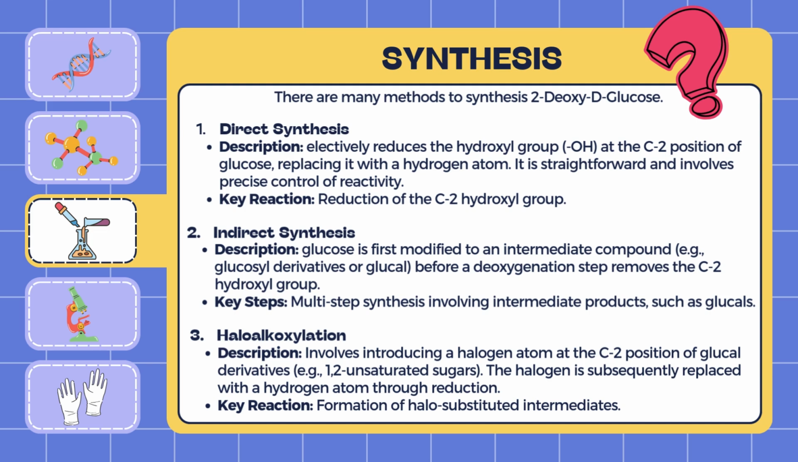There are many ways to synthesize 2-deoxy-D-glucose. Direct synthesis is mainly used as it is the most straightforward method and has precise control of the selectivity. Through this method, the hydroxyl group at the carbon 2 position of the glucose can be reduced by replacing it with a hydrogen atom. Another method is indirect synthesis, in which the glucose is modified to an intermediate compound before the deoxygenation step takes place. Haloalkoxylation is another method where the hydroxyl group at the carbon 2 position can be substituted through nucleophilic substitution with a good leaving group such as bromine, which forms 2-bromo-D-glucose, followed by hydrogenation to remove the halogen.